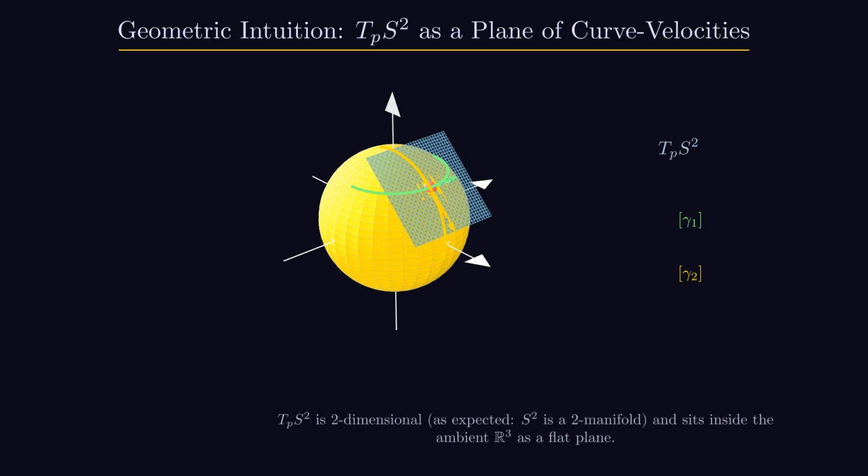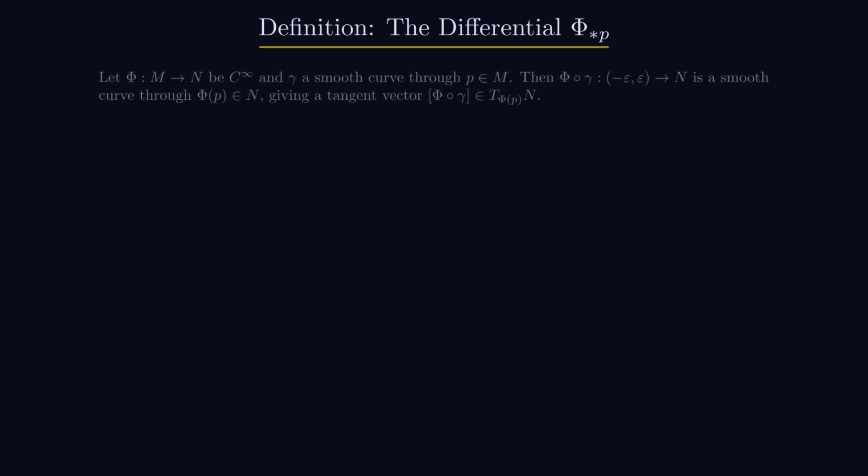Every smooth curve through P contributes one element of TPS2, the equivalence class of its velocity. The full tangent space collects all of them. Given the definition of the tangent space, the differential follows directly. Let phi from M to N be C infinity and gamma a smooth curve through P. Then phi composed with gamma is a smooth curve through phi of P in N, and its equivalence class is a tangent vector in T phi(P) N.